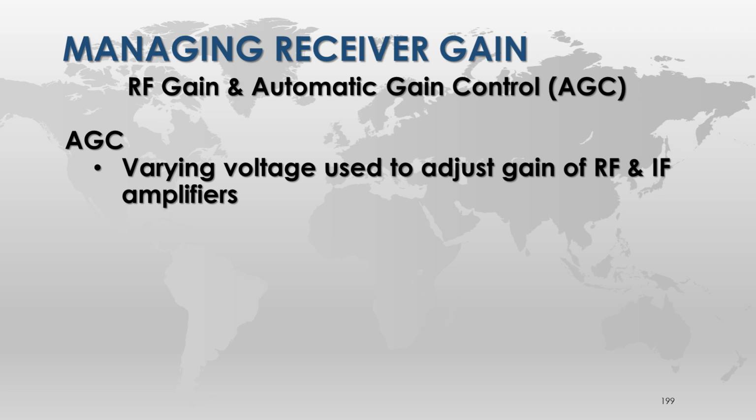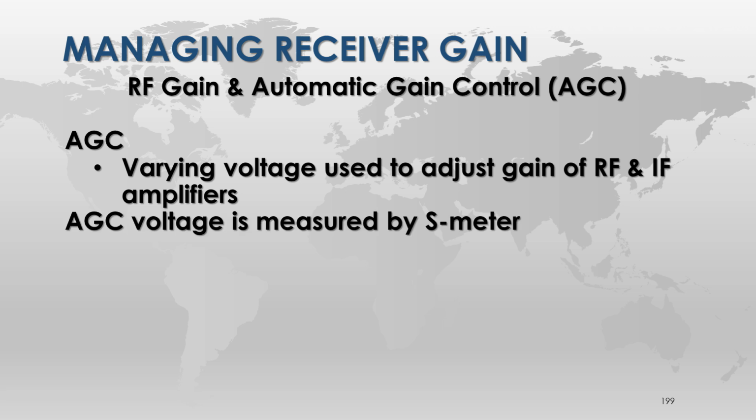AGC varies the voltage used to adjust the gain of RF and IF amplifiers. So it's automatic gain control. It's using the amplifiers and giving them less voltage so that it allows less gain coming through the transistors or the tubes.